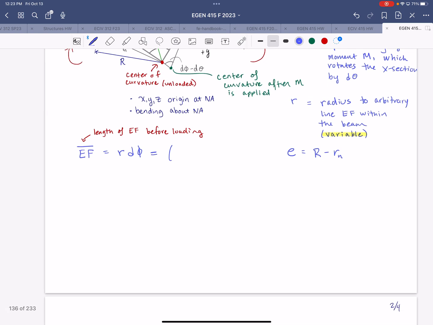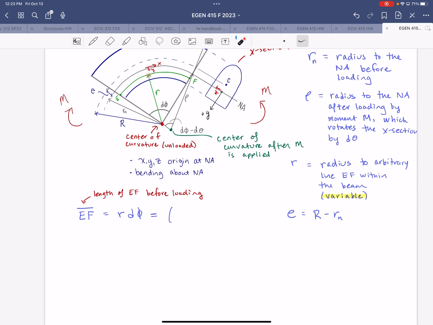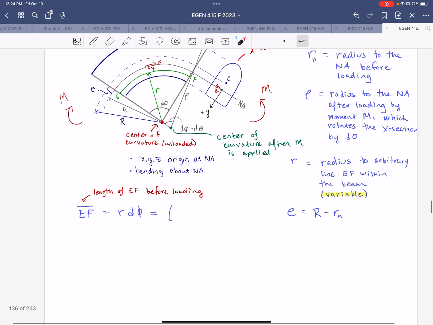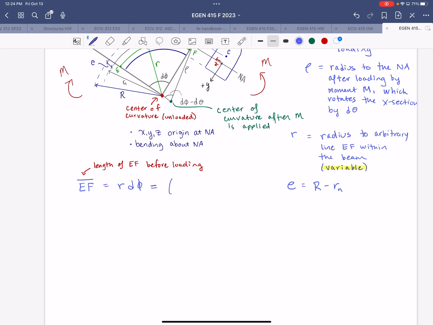All right. So recognizing that lowercase r is also dependent on variable y. So y is the variable distance measured from the neutral axis to an arbitrary point within the beam. So y and r are closely related to each other. It's just that one is measured from the neutral axis towards the center of curvature, and the other is measured from the center of curvature towards the point where you're evaluating things within the beam. So we'll say r is equal to Rn minus y, and then substituting this relationship for Rn, we can write capital R minus e minus y for lowercase r. So I'll note down here also that r is equal to Rn minus y. And that's also how we got there.